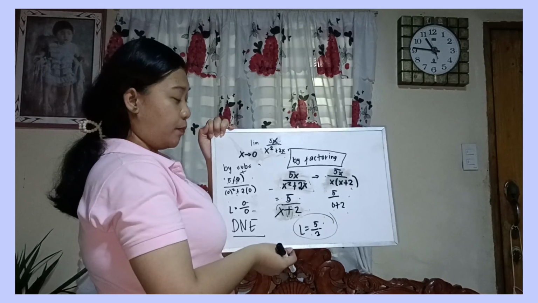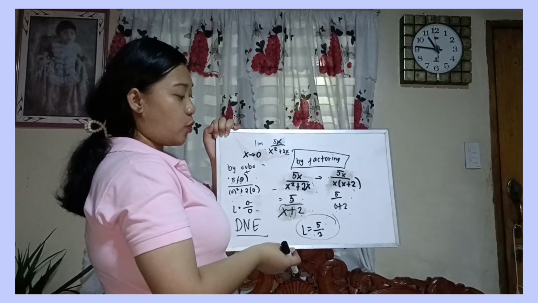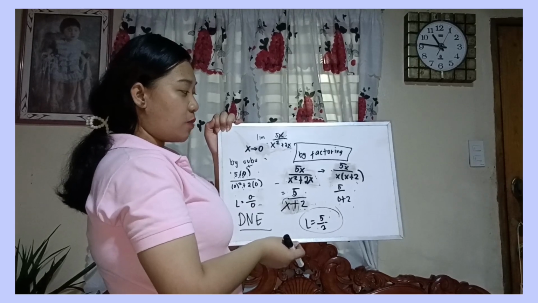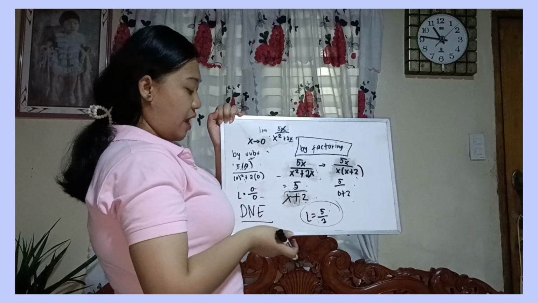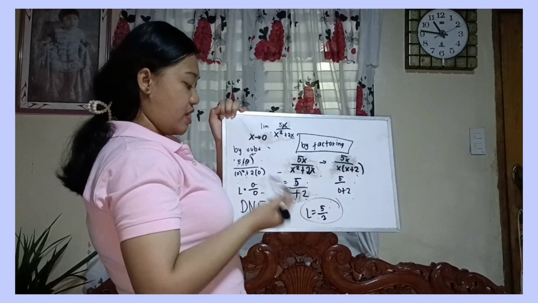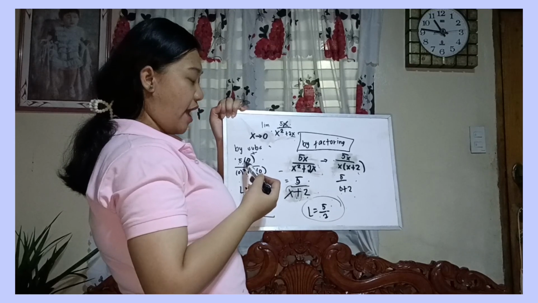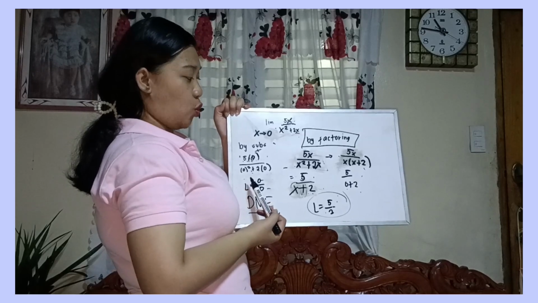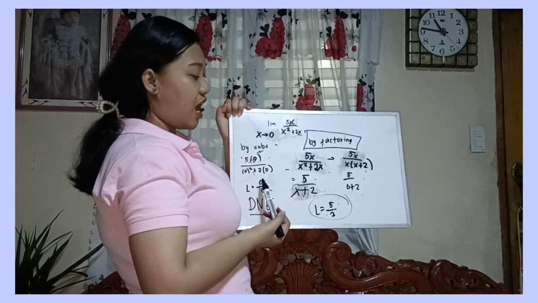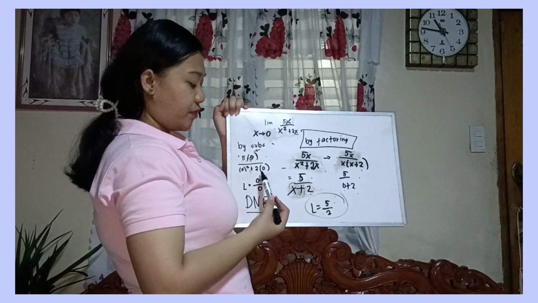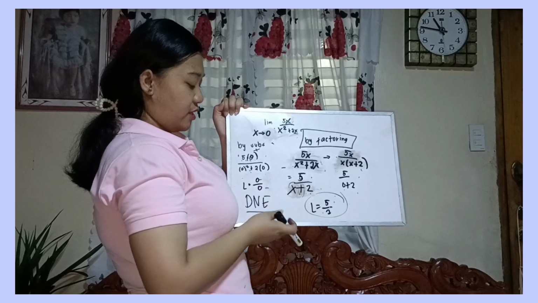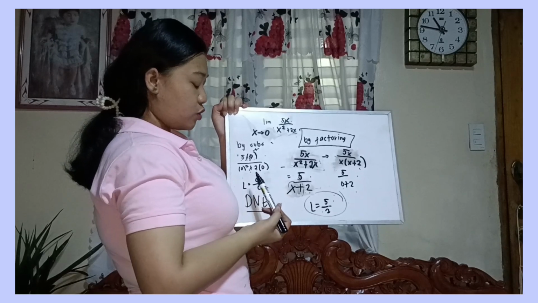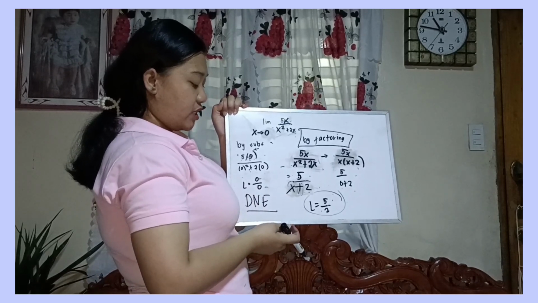So, we have here another example. The limit of 5x over x squared plus 2x as x approaches 0. So, yung 0, i-substitute natin siya sa lahat ng x. So, sa numerator natin, meron tayong 5x. So, magiging 5 times 0 kasi yung x, pinalitan natin ng 0. Sa denominator natin, meron tayong x squared plus 2x. So, yung x, papalitan natin lahat siya ng 0. So, magiging 0 squared plus 2 times 0. Then, sunod is 5 times 0 is equal to 0. And then 0 squared plus 2 times 0 is equal to 0.